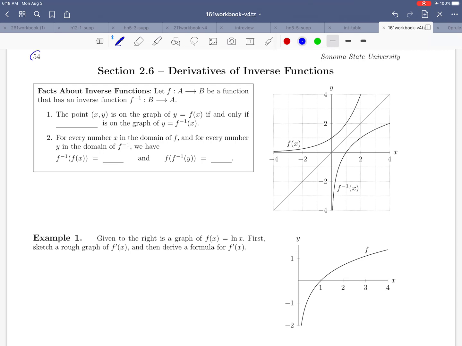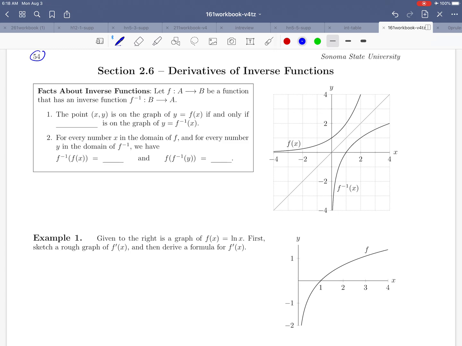We are looking at page 54 in the workbook, and the topic of this section is derivatives of inverse functions. Up to this point in the course, we've talked about a number of different ways of taking derivatives of functions. We've got a long list of derivative formulas, and we're going to add to it in this section using the concept of an inverse function.